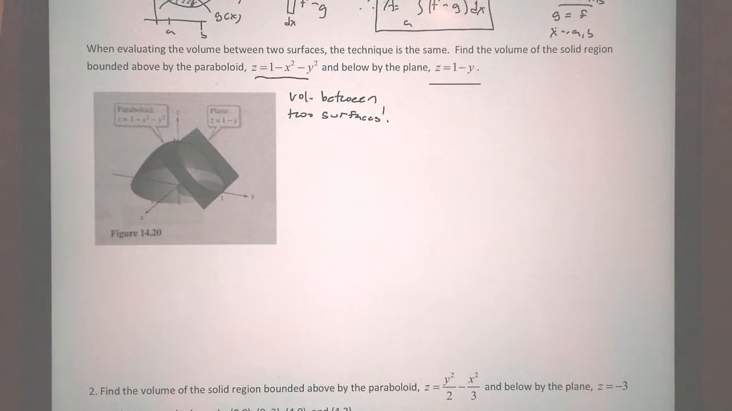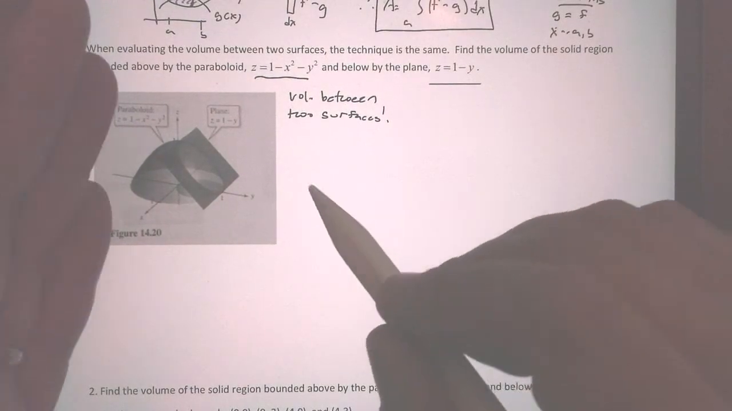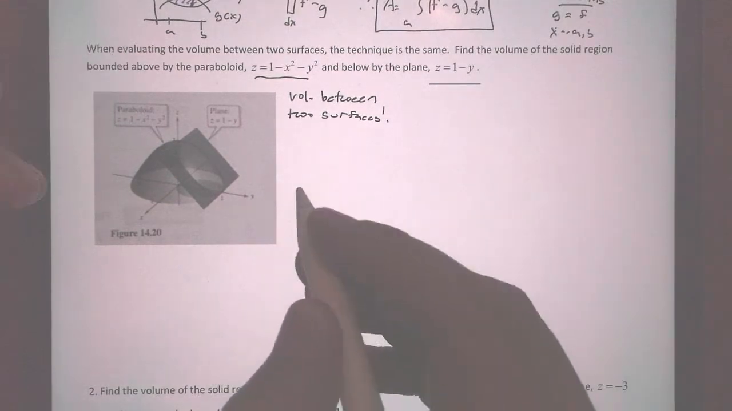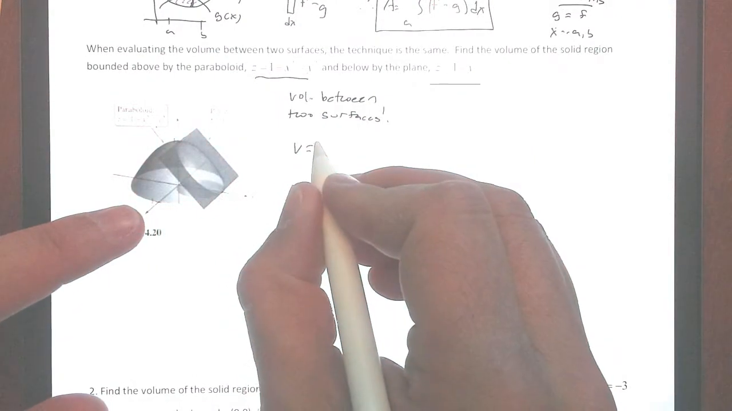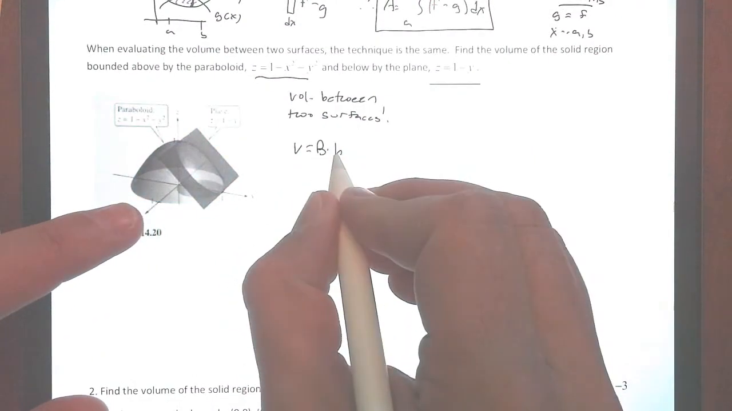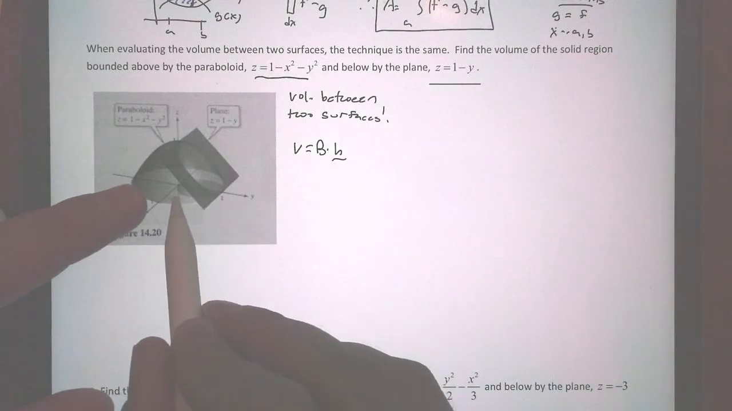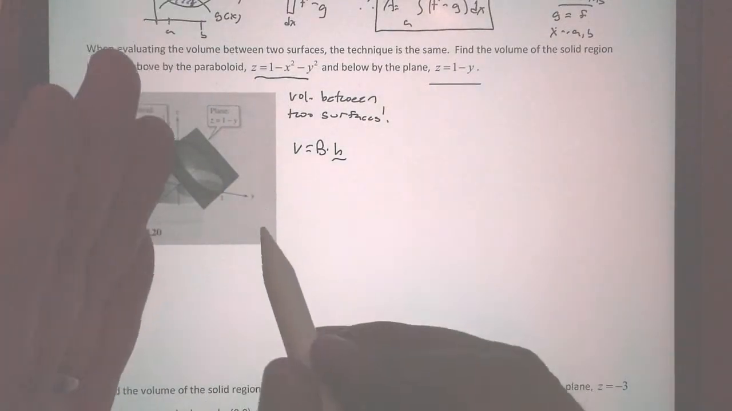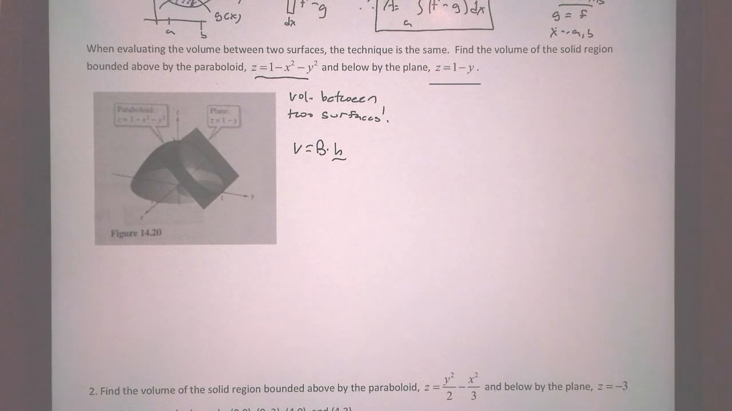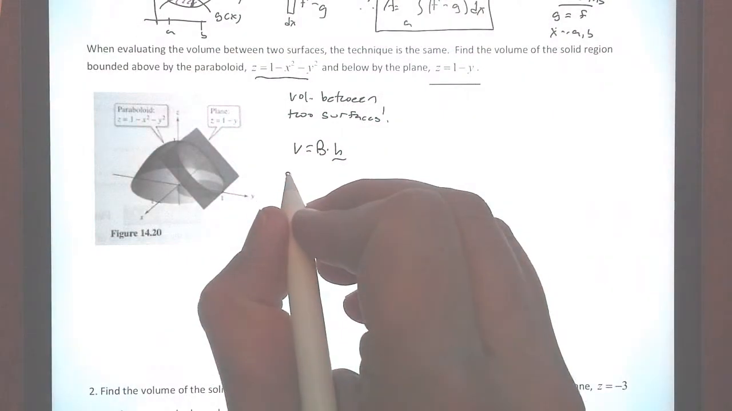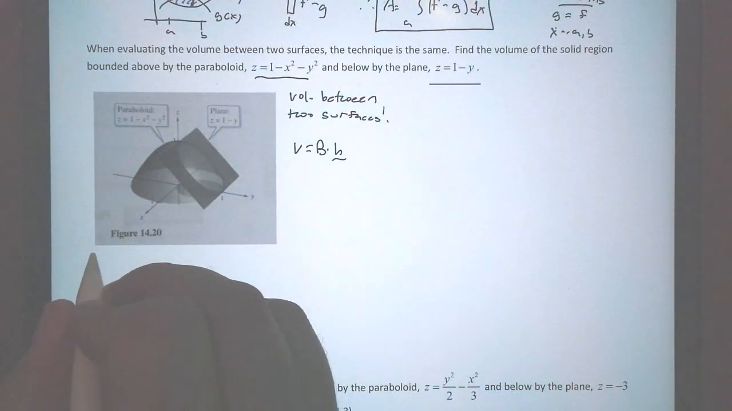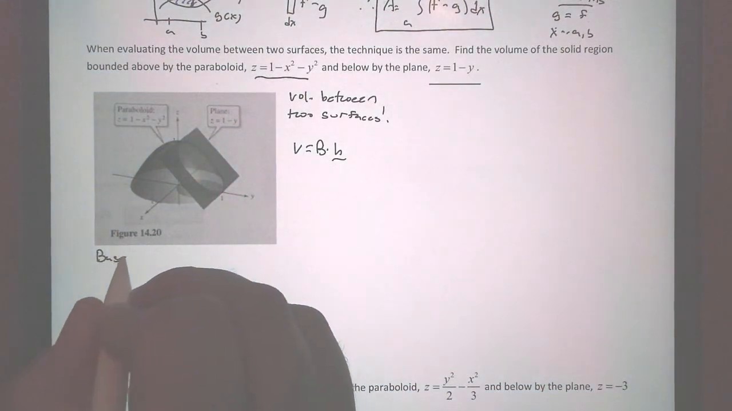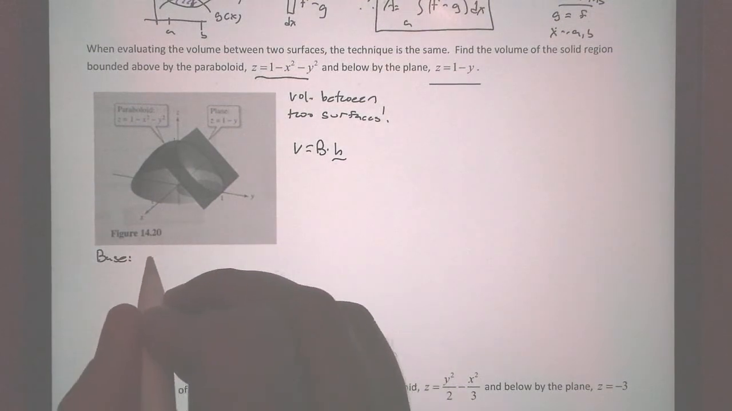The first thing we're going to look for is the base region. Remember, we talked about this in the past few videos. To measure volume, we take the area of our base and multiply it by our height. My base is a projection, and that's really the trick to today. So to get the base, let me go ahead and write that down here instead. To get the base, we are going to look at a projection.